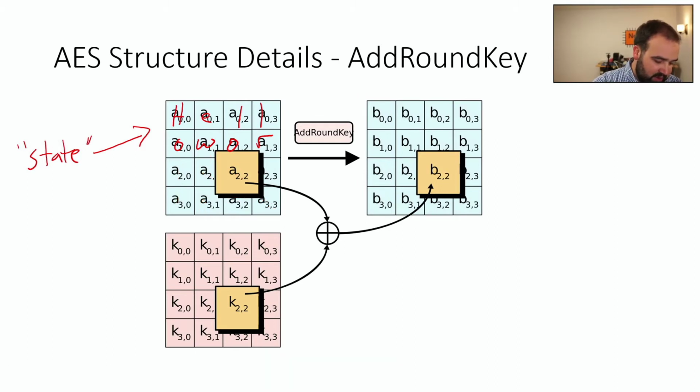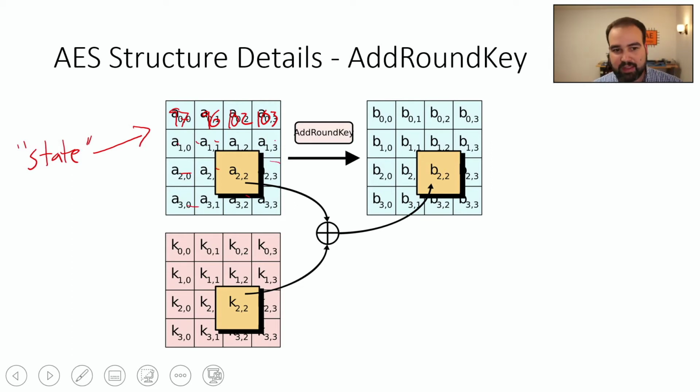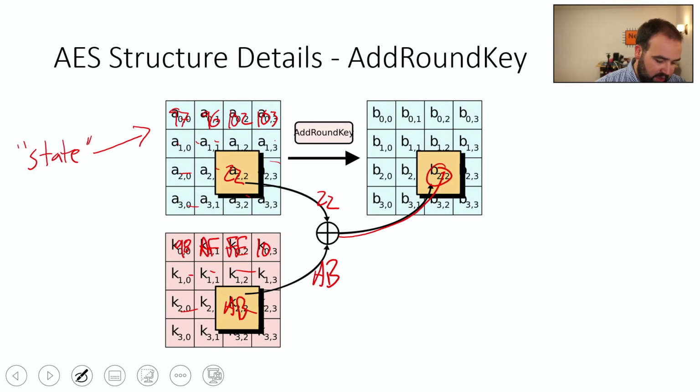Obviously this input data, if it was ASCII, would be stored as binary, and I'm just making up numbers that are in the ASCII range. So we have a bunch of data stored there, and it gets XORed with part of the key. This key is just random-looking binary data. Say this is 22 and this is AB. We'd take 22, XOR it with AB, and write that output back here. So each of the 16 input bytes gets XORed with one byte of the key.